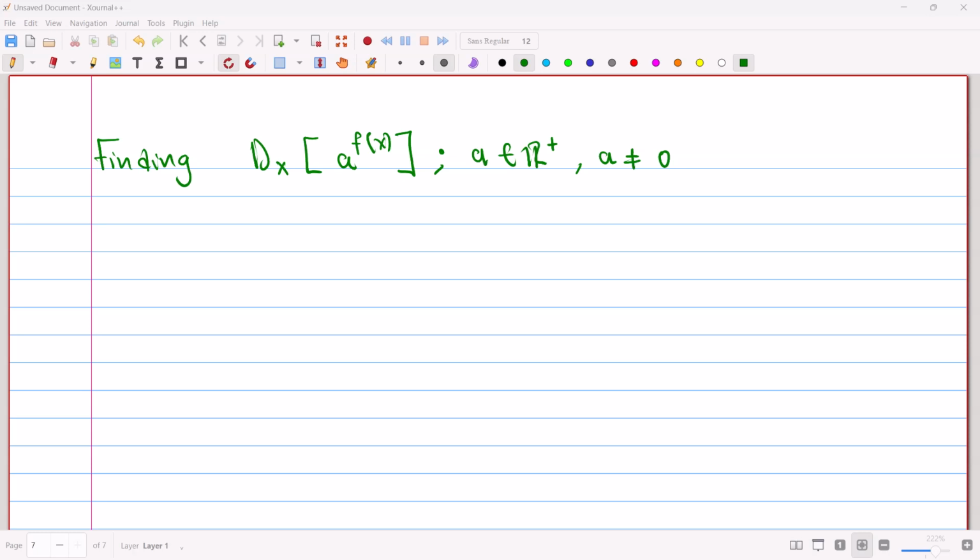Now what we're going to look at is an exponent in which the base is just an arbitrary positive real number, which is non zero. So that's what we're going to learn. We're going to talk about the rules on how to differentiate functions of this form. To differentiate functions of this form, we need the following result.